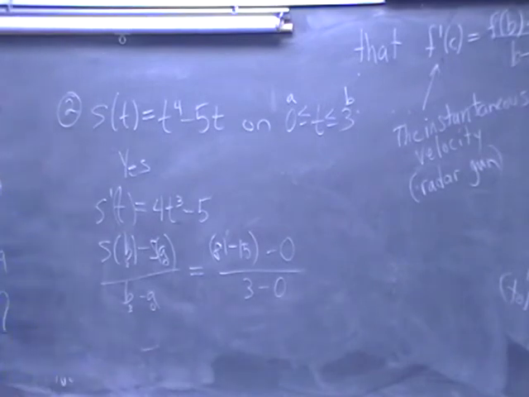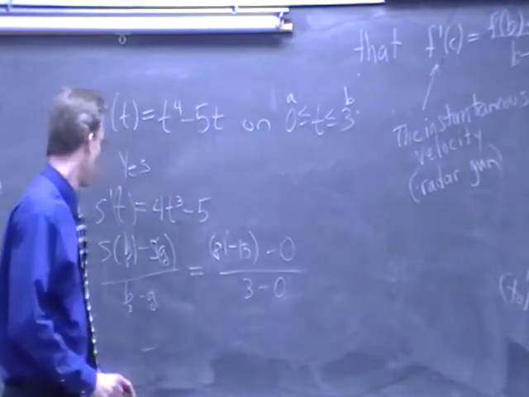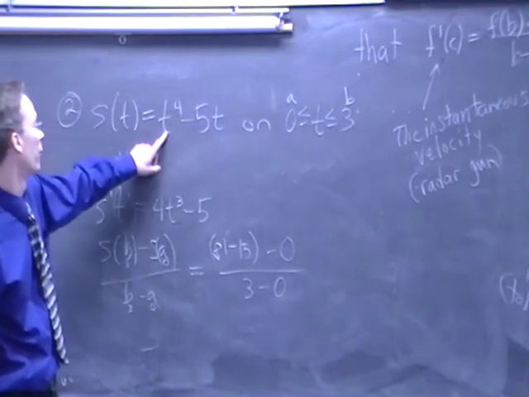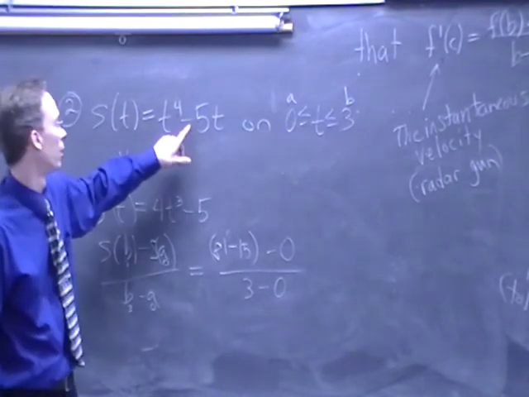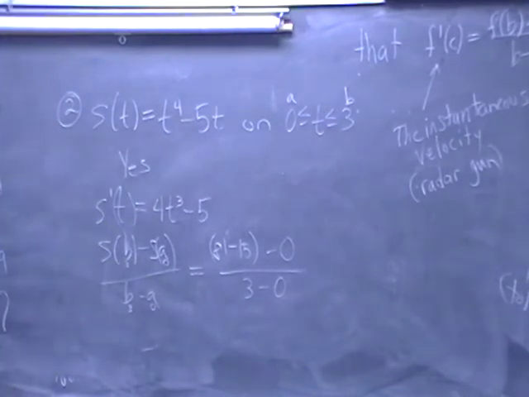Why is S of B 81 minus 15? Okay, if you plug 3 into this function, this is the 81, and this is the 15. And so now it's just algebra fun from here.